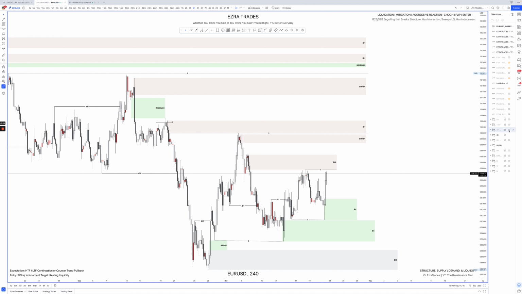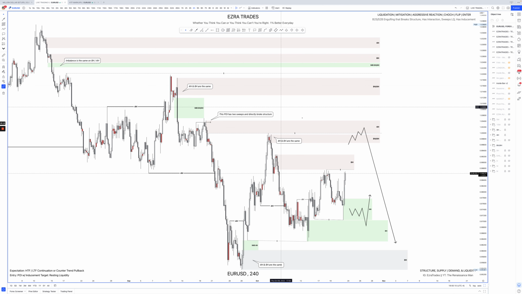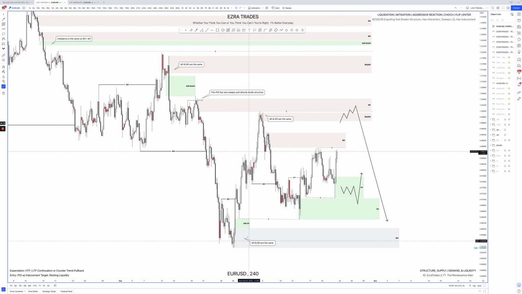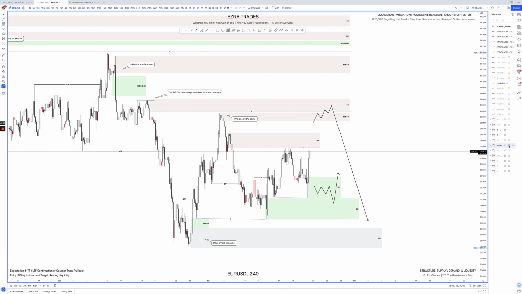Now, if we turn on these notes, you can kind of just get a reminder. 4 hour and 8 hour are the same. This imbalance is visible on the same. This POI has two sweeps. We swept this wick high and then we swept again just before breaking. These are the same thing here. We have that imbalance to fill. Anytime that we see imbalance, price is magnetized to those areas. So high probability that something happens there.